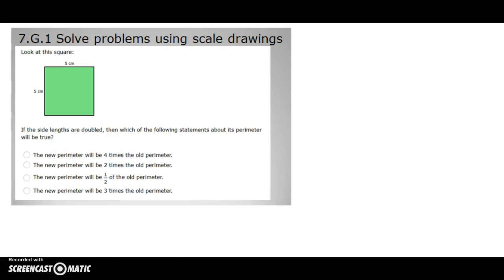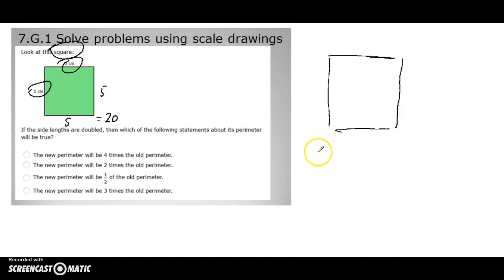So it looks like the side lengths end up being doubled. Then which of the following statements about the perimeter is true? So let's just find the perimeter right now, and it's a square. So 5, 5, 5, and 5. The original perimeter equals 20. Okay, and it is a square, so they're all the same. So 5 times 4 is 20. If the side lengths are doubled, let's just come over here. I know this is a really rough square. So now it's 10, 10, 10, 10. So the new perimeter is 40.